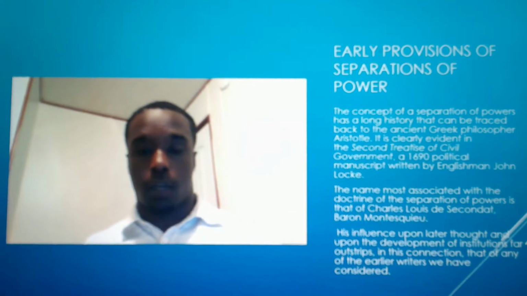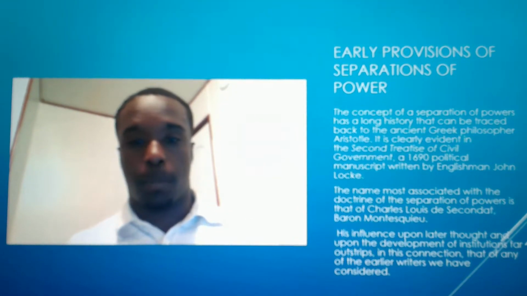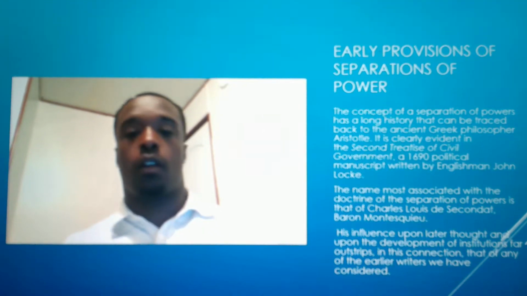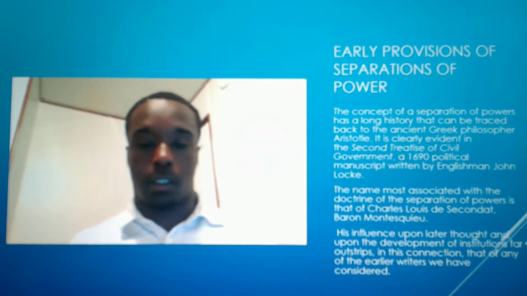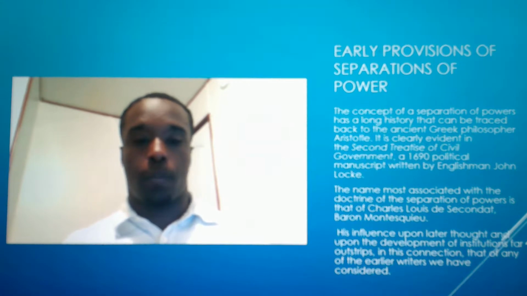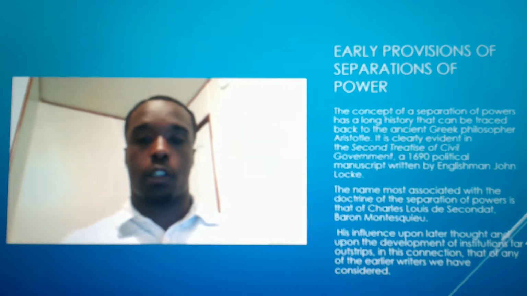Early provisions of separation of powers can be traced back to 1690, where Montesquieu is credited with a lot of the philosophies that go into the separation of powers, checks and balances, and so forth. John Locke is also credited with giving ideas on the separation of powers at an early stage.